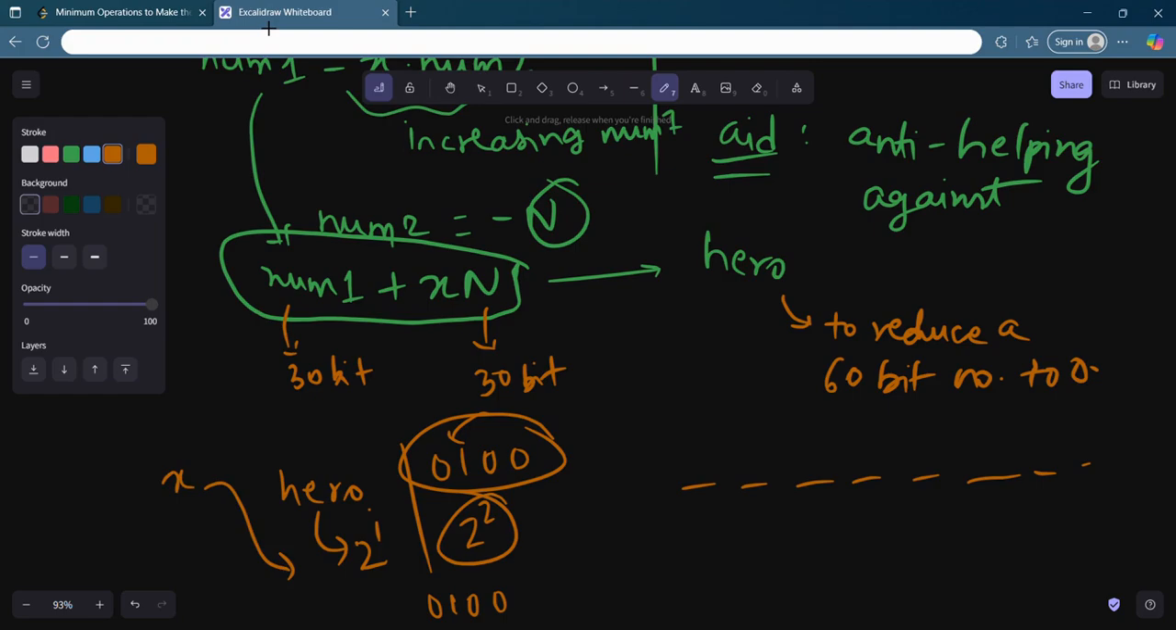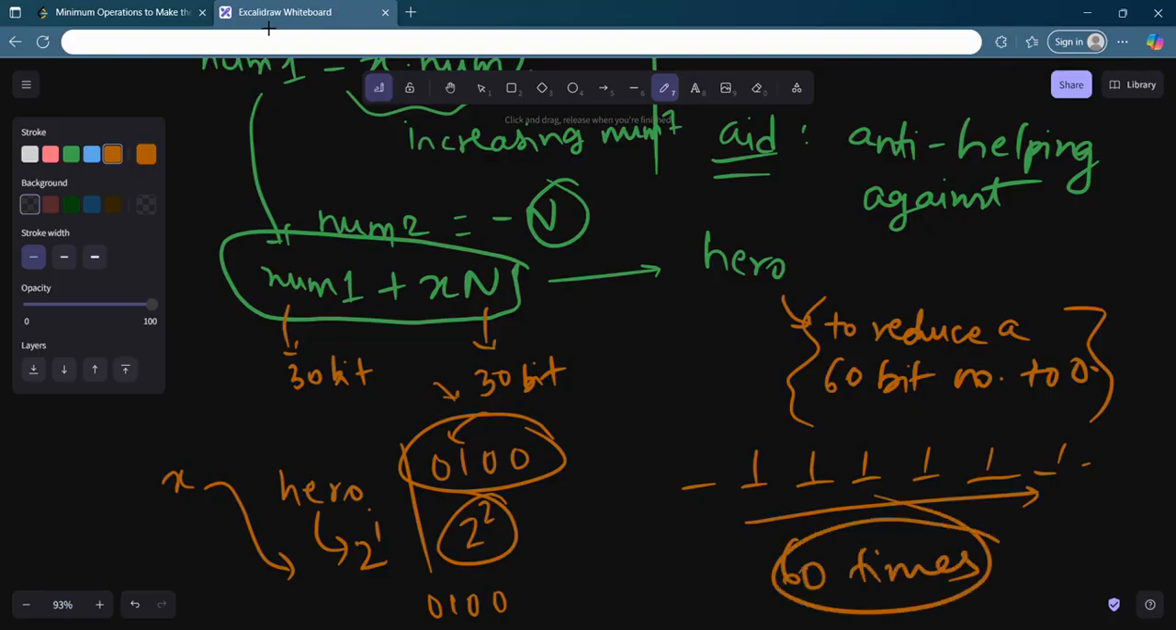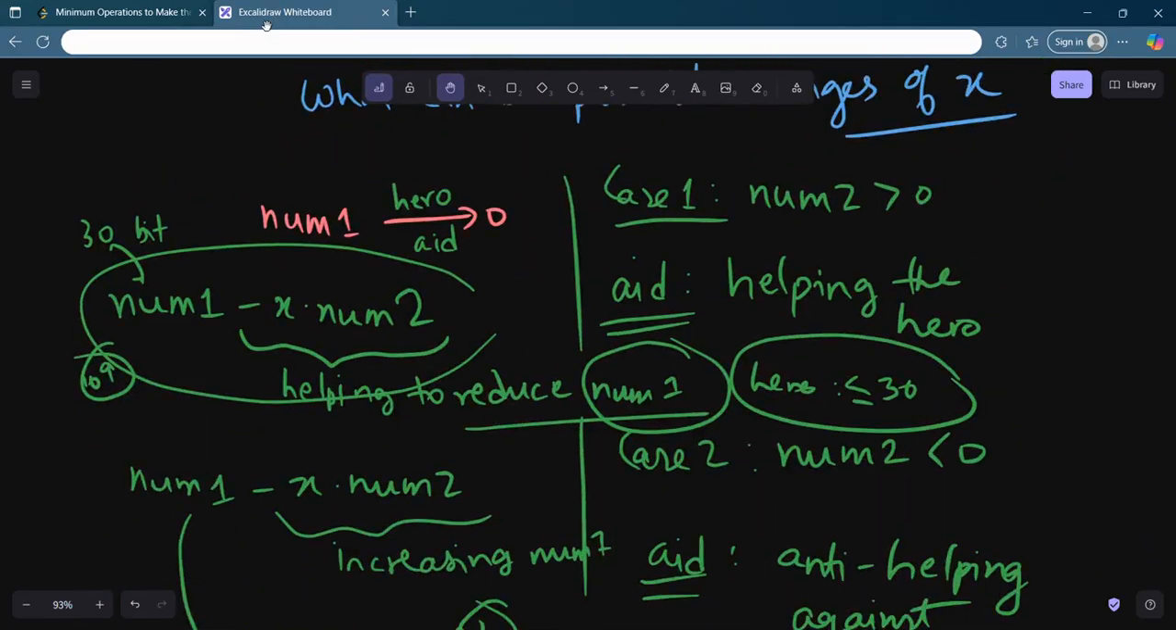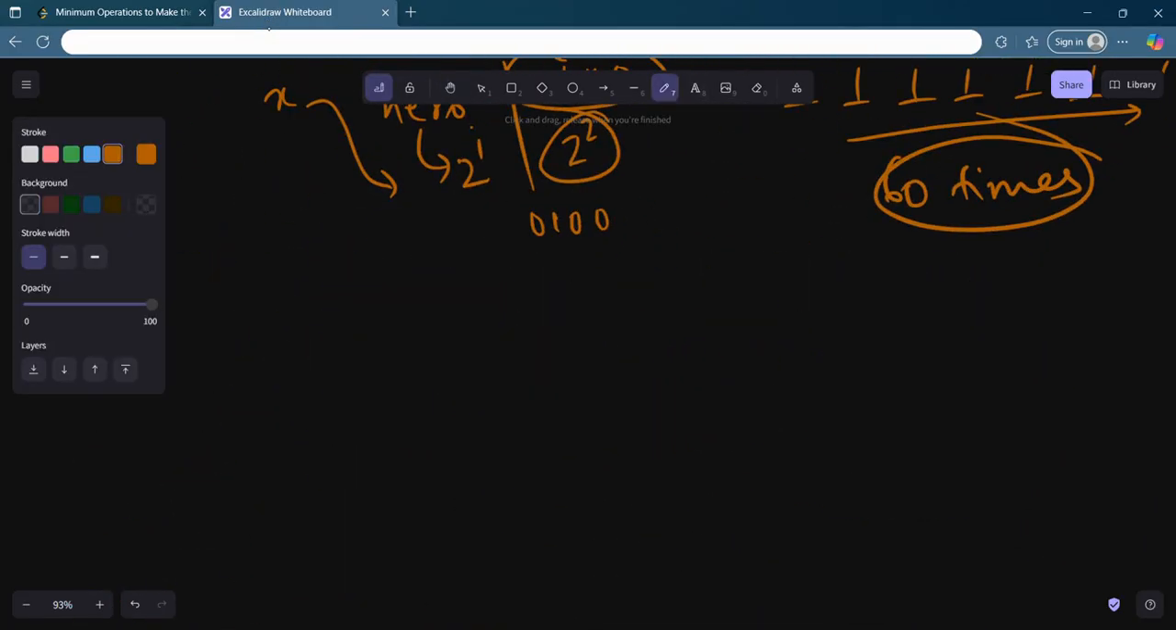But the hero needs to decrease this 60-bit number to 0. So you see, this 60-bit number can have, in the worst possible case, 60 ones. All of it can be ones, and the hero has only one in his binary representation, so it can go till 60 times. So what do you get out of all this analysis? By doing all this analysis, what do you get exactly?